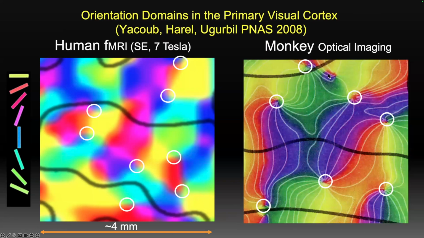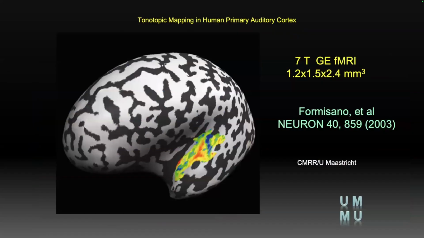Here you see, for example, in the monkey, the orientation domains and the ocular dominance columns. The ocular dominance columns are identified by these dark lines. They are one eye versus another eye. The colors represent the orientation domains, and the white circles are the pinwheel centers. And this is fMRI. It's not as high a resolution as the optical imaging, but of course, fMRI can penetrate everywhere in the brain, and optical imaging can only do this at the surface.